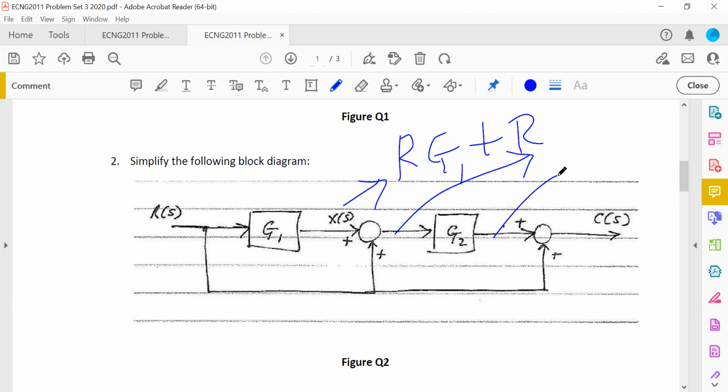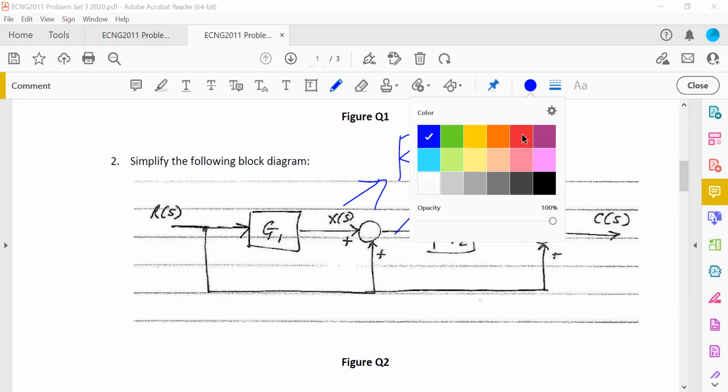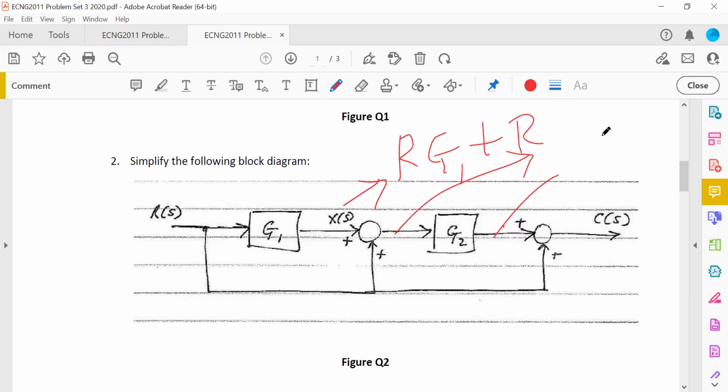So coming out of G2 will be this now multiplied by G2. And then C now is that plus R. And you could open up the answer. So the final solution is just a set of multiplications and additions.